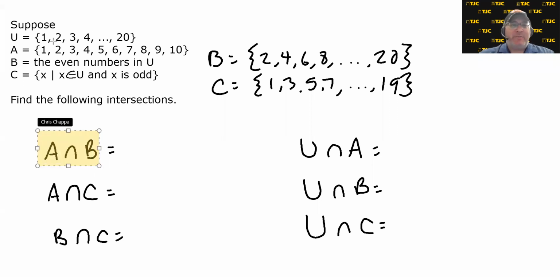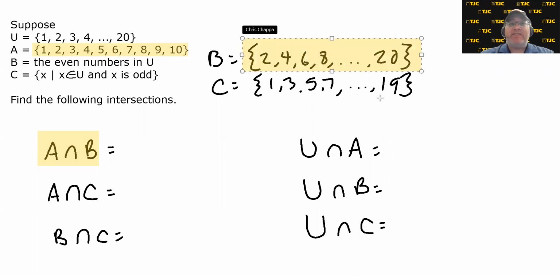To find A intersect B, we have to look at set A, which I'm highlighting now, and set B, and locate the numbers that they have in common. Well, what's one number they have in common? 2. What else? 4. Any more? 6. 8. Is there anything else they have in common?